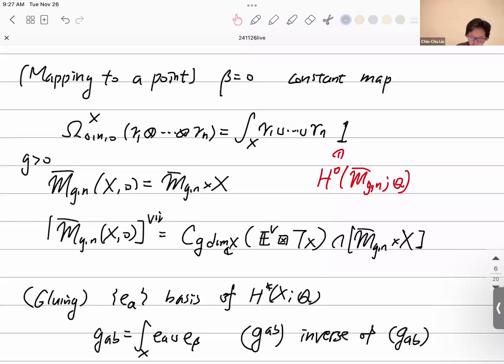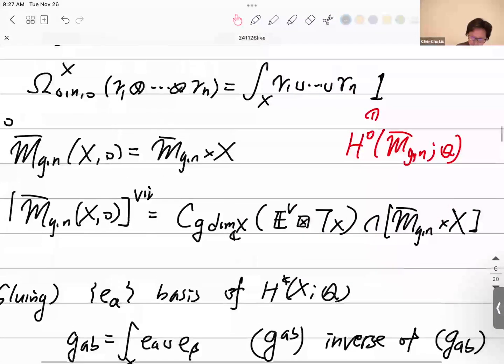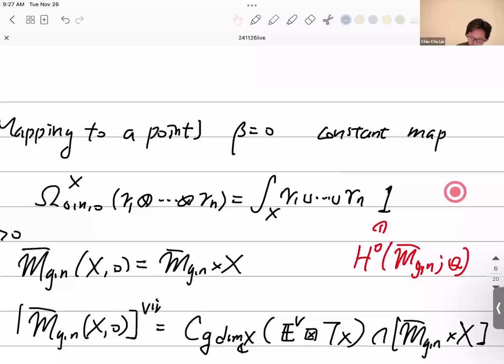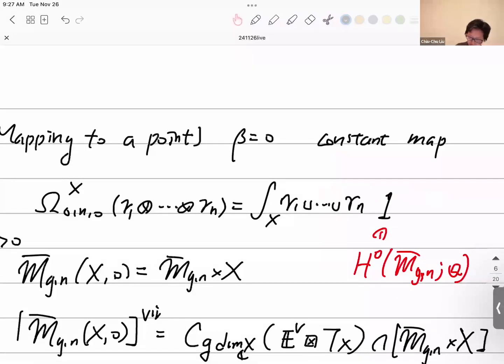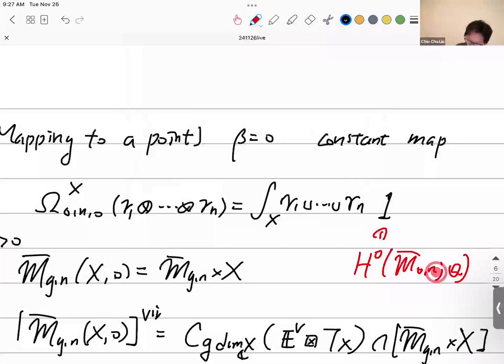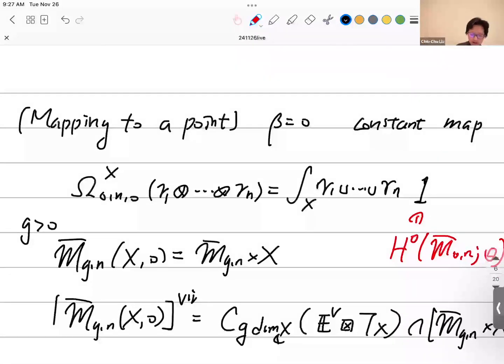So basically, the axiom about mapping to a point, or constant stable maps, is a consequence of this. I won't write down the statement for positive genus, but for genus 0 we don't have this factor and the virtual class is equal to the actual class. So in genus 0 it is simply this identity.